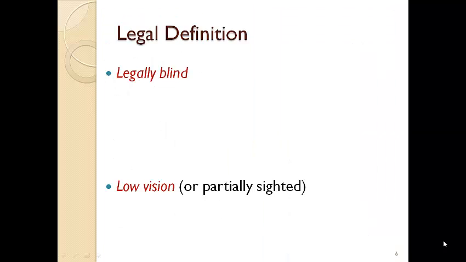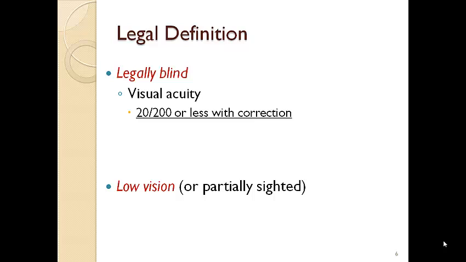For the definition of blindness and low vision, we will look at the legal or federal definition and also an educational definition. The legal definition of blindness depends on measurement of visual acuity. A person is termed as legally blind if their visual acuity is 20/200 or less with correction. And by correction, I mean that they may be wearing glasses, lenses, or have corrective surgery. And the field of vision should be less than 20 degrees.